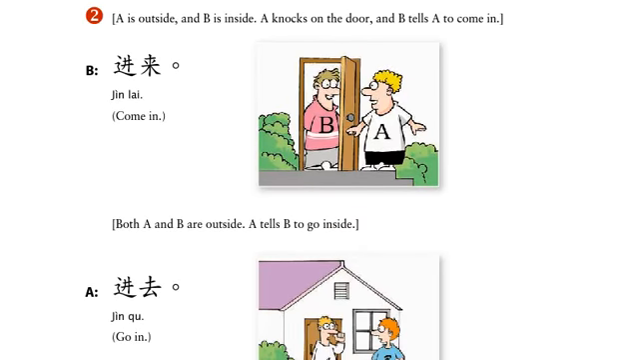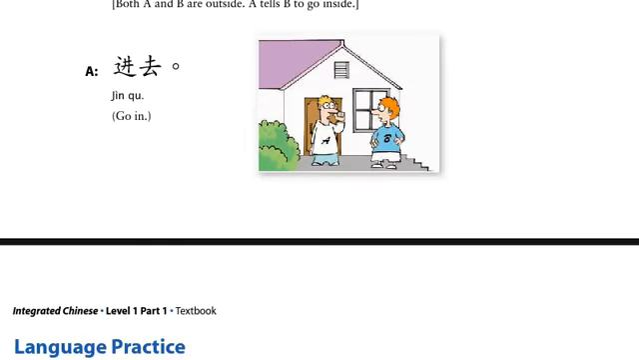Here's another example with some pictures to assist. We have someone inside a house and someone outside the house, and B is telling him, come in. 进来, enter, come in. And in this next photo, we have two people outside a house, and A is pointing with his thumb inside the house, directing B to go inside, and he says 进去, go in. And that concludes this grammar lesson.